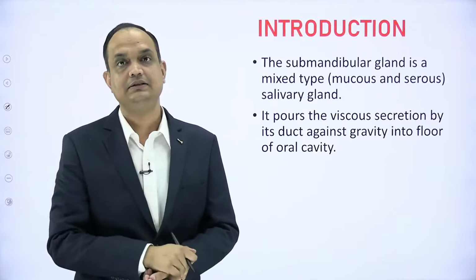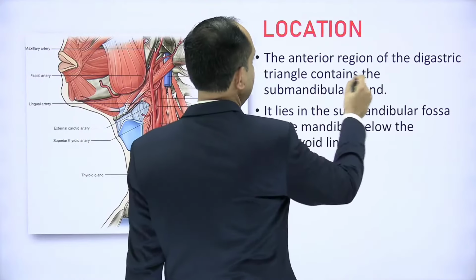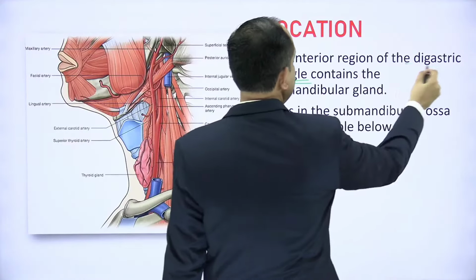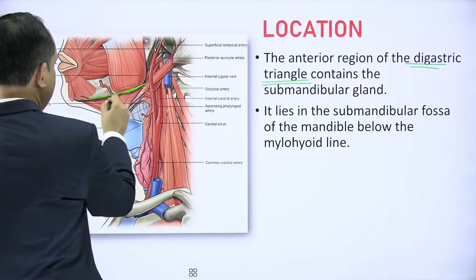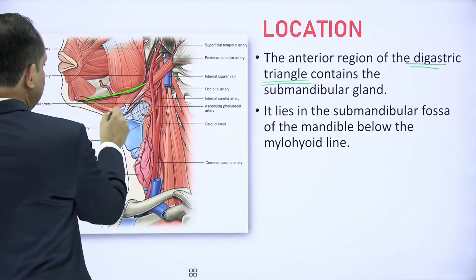Now, regarding the location of the submandibular gland, it lies in the anterior region of the digastric triangle. The digastric triangle lies below the base of the mandible, where you have the anterior belly of digastric and the posterior belly of digastric. These two bellies are connected with each other at the intermediate tendon, which is present on the hyoid bone. So this area is known as the digastric triangle or submandibular triangle. In this triangle, you will find the submandibular gland.